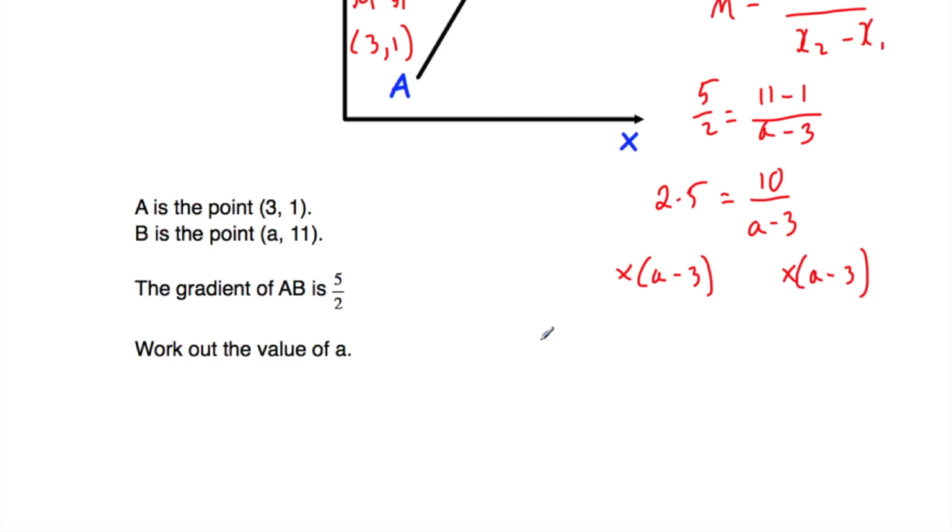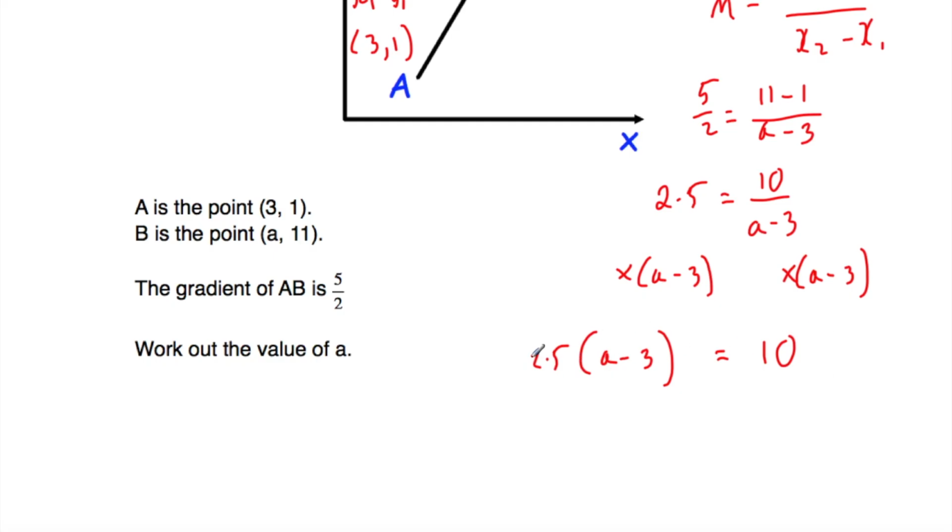In terms of the left-hand side, we've got 2.5, and then in brackets a minus 3. When you're multiplying 2.5 by a minus 3, I would just put it beside it and keep the brackets there, and we'll expand those in a minute. And then in terms of the right-hand side, we have 10 divided by a minus 3. We're timesing by a minus 3 to get rid of the divided by a minus 3, so we'd just be left with 10. So we've now got 2.5 times a minus 3 is equal to 10.